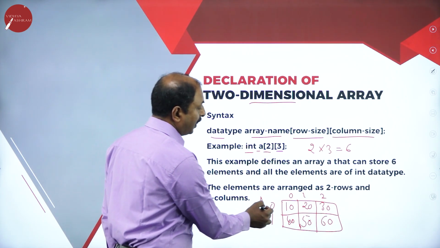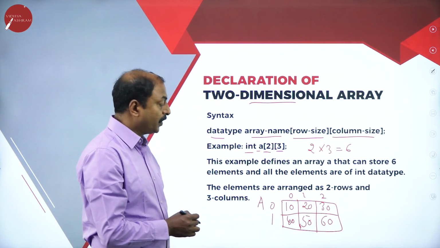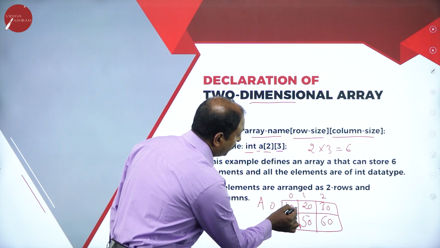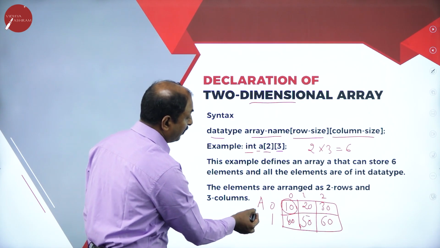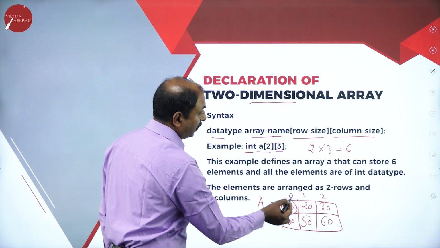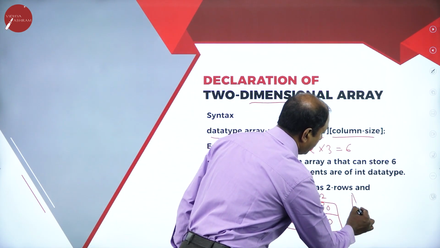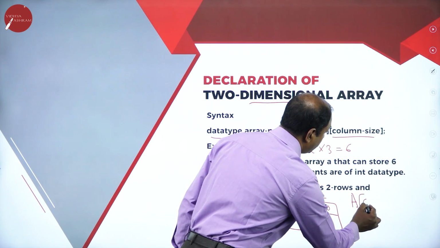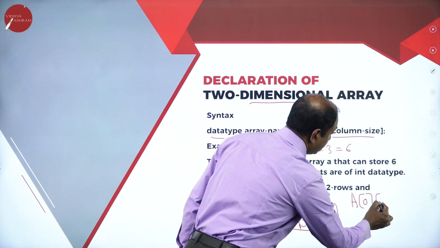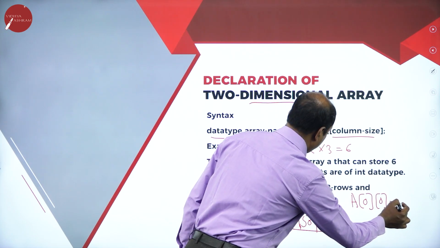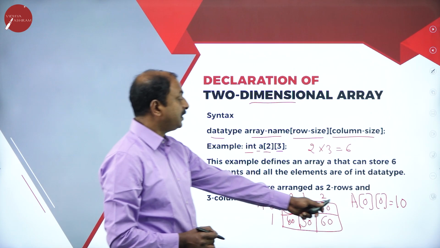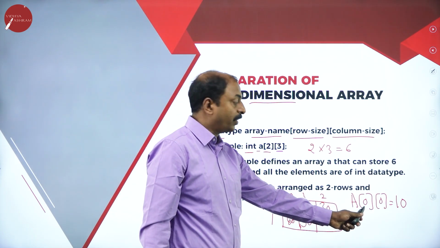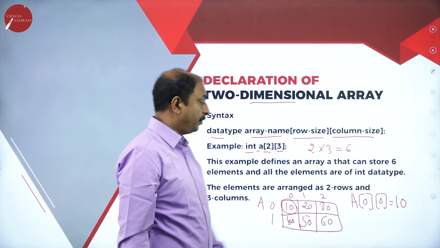Here, the array index always starts with 0. So this is 0. Now, what is the position of 10 here? A is the name of the array, with first index 0 and second index 0. It represents the value 10, or the position of 10 is at this index. The first index stands for row, the second stands for column.